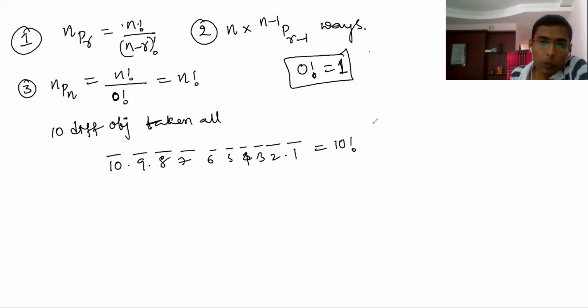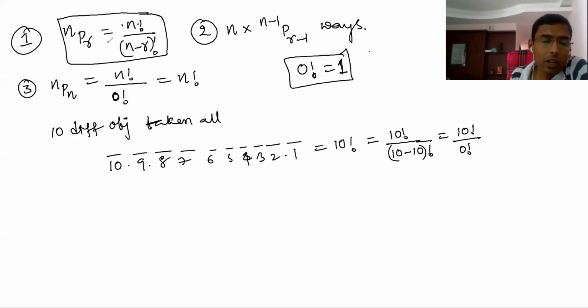But here this 10 factorial you can write as 10 factorial by (10 minus 10) factorial, that is nothing but 10 factorial by 0 factorial. Therefore, this formula is satisfied even by taking all at a time. That is how 0 factorial you can take as 1. This is permutation.